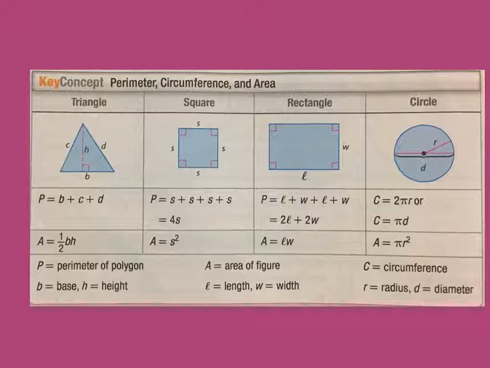Here you have a nice fancy perimeter, circumference, and area table that gives you all the formulas that you'll need for this lesson. If I was a good student like yourself, I would write these down in my notebook so that way I could have them. The perimeter for a triangle is B plus C plus D. The area is 1/2 the base times the height. Perimeter is S plus S plus S plus S, or 4 times S. And the area is just the side squared.